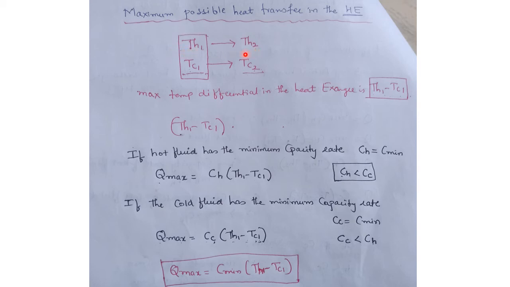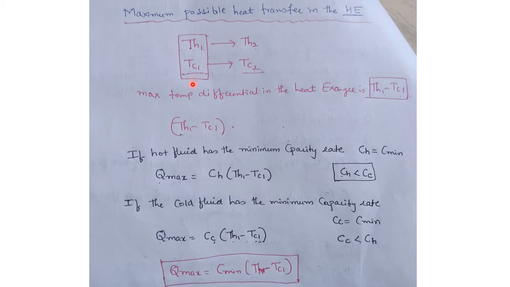Now with this we can easily tell that the maximum temperature differential in the heat exchanger will be TH1 minus TC1. If the heat exchanger had an infinite area, then the hot fluid would be cooled from TH1 to TC1. Similarly, the cold fluid may be heated from temperature TC1 to TH1.